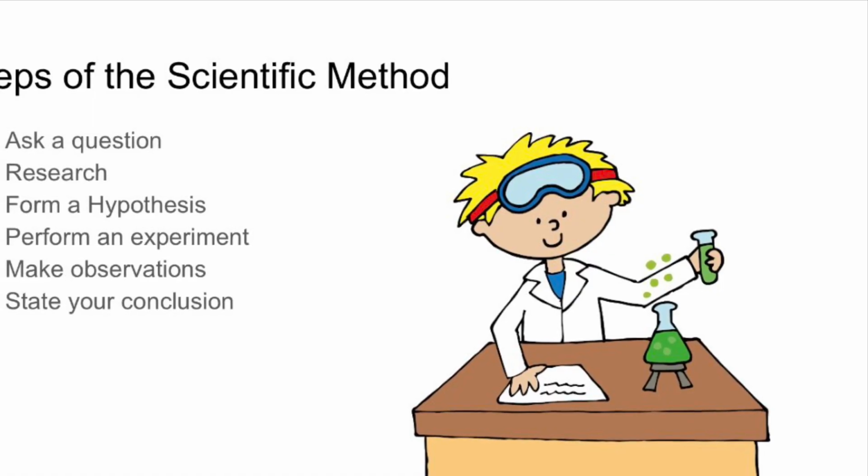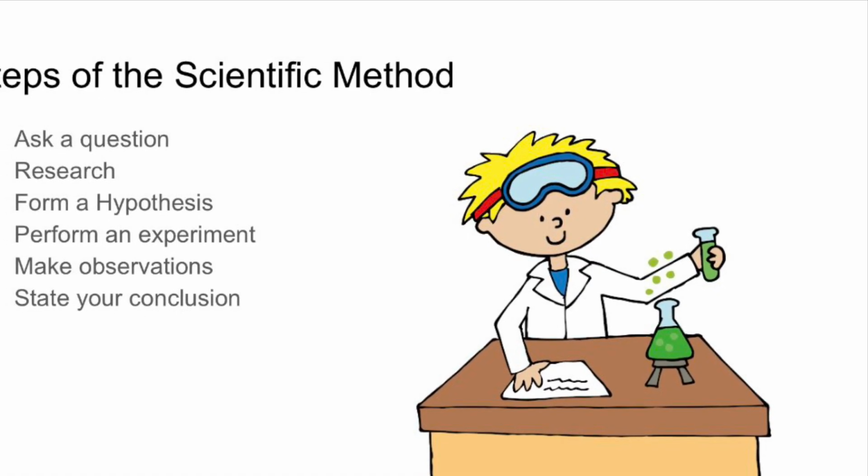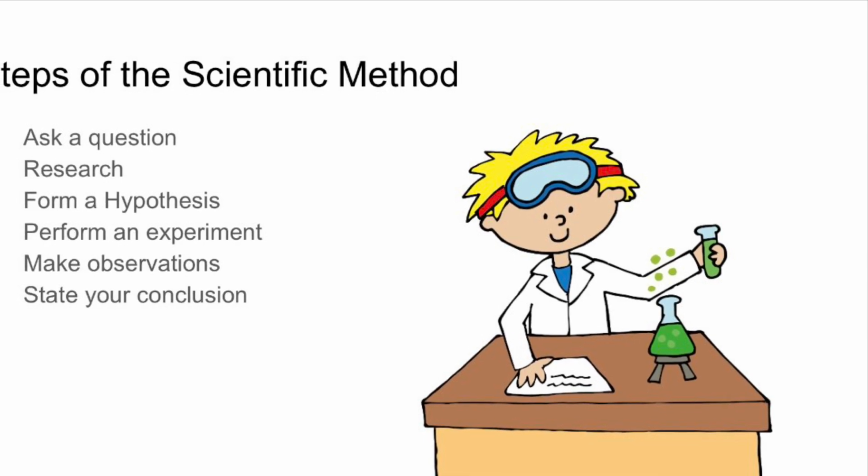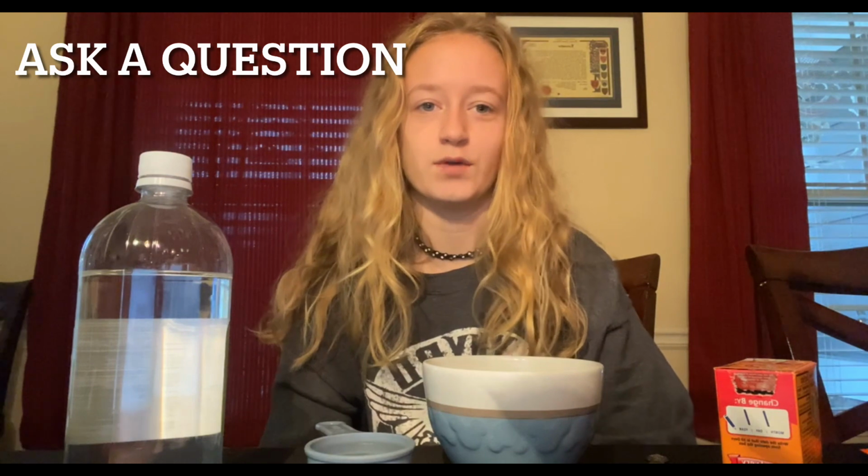In this video, we're going to be talking about how we can use the scientific method to create and perform an experiment. The first step of the scientific method is to ask a question. In our experiment today, our question will be, what happens when you place baking soda into vinegar?